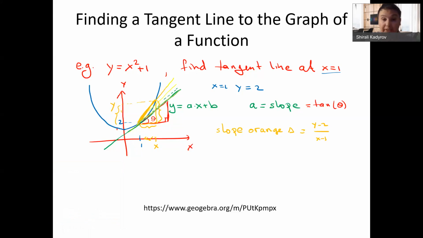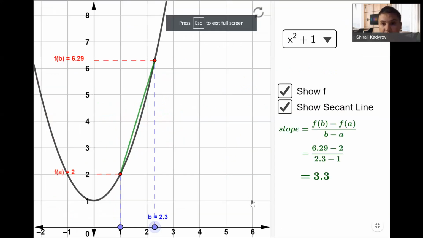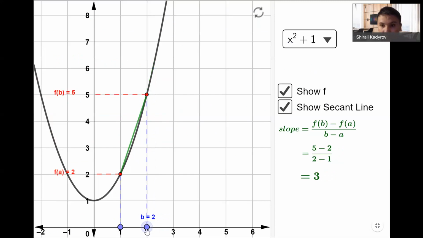So let's see what's happening. Let's find out what numbers I'm getting. I will use the link that I provided. This is from GeoGebra. This is the function x squared plus 1 that we are looking for, and I calculate the slope. The green is, in our case, orange. Sorry for that. I'm looking at 1. When x is equal to 2, I get 5 minus 2 over 2 minus 1. That's the slope of this green line.